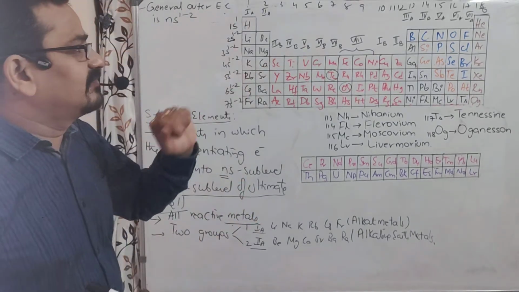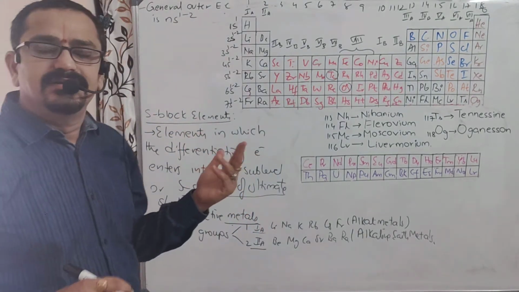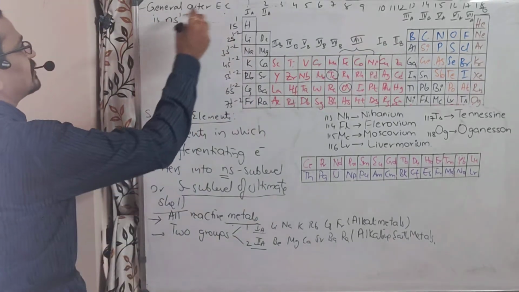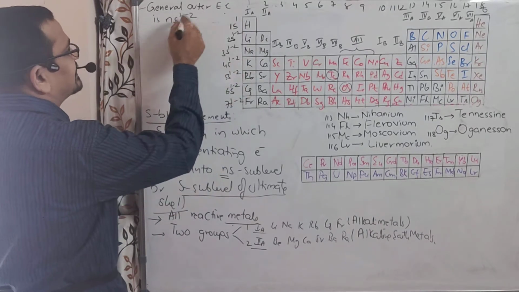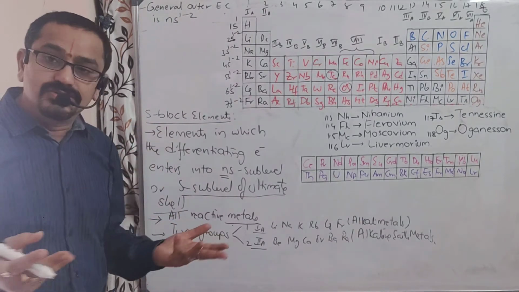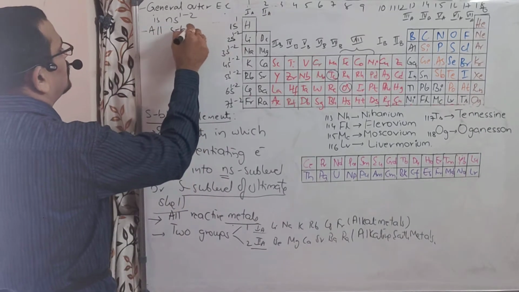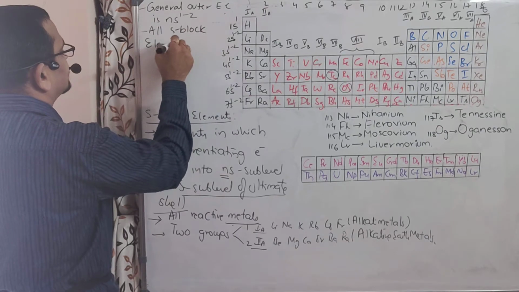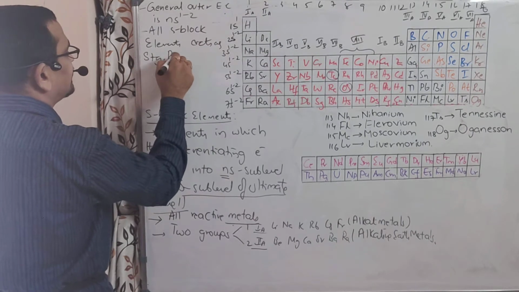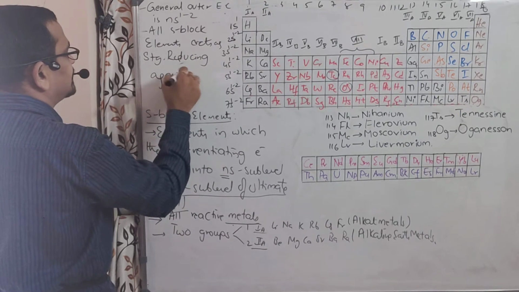Now, we can have a question also. What is the element with s electrons that doesn't belong to the S block? That is helium. And the general outer electronic configuration of S block elements is ns1 to 2. S block contains all strong metals, and you know that strong metals act as strong reducing agents. All S block elements act as strong reducing agents.